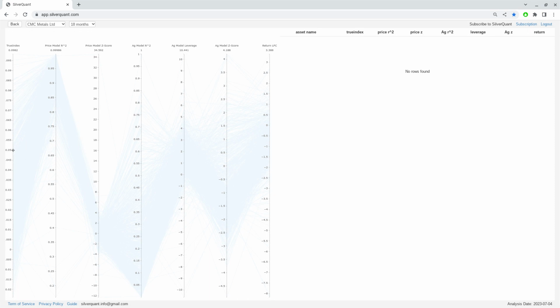Now let's suppose that this same stock has a price model R-squared value of 0.8. Well, you're going to see a line drawn from 0.05 true index up to 0.8. Now that same stock might have a price model Z-score of 0, say. So this line is going to zag all the way down to 0. And so on and so on. It will zigzag across all the different variables.